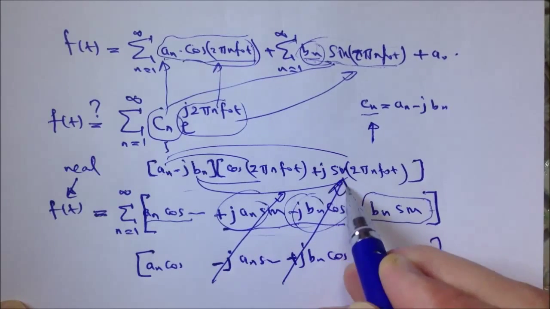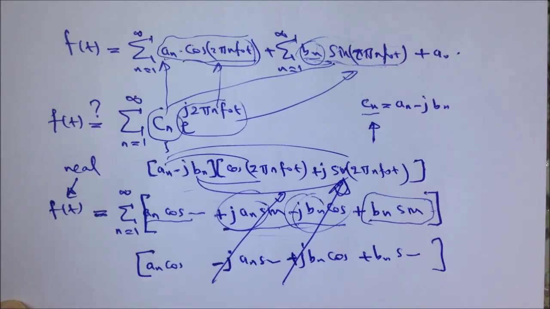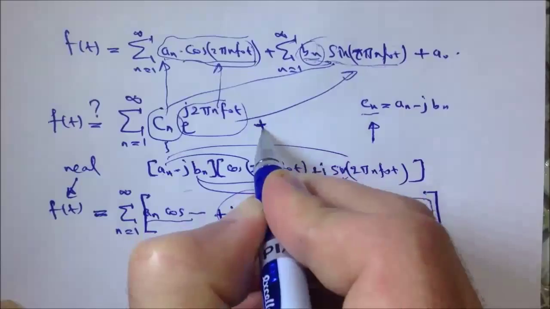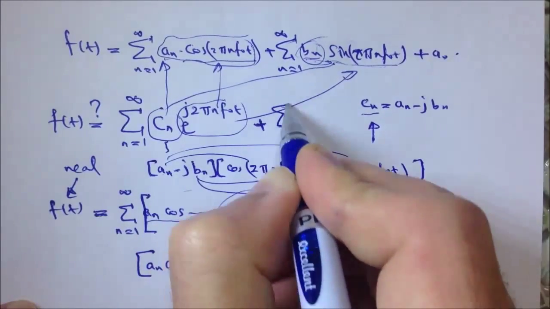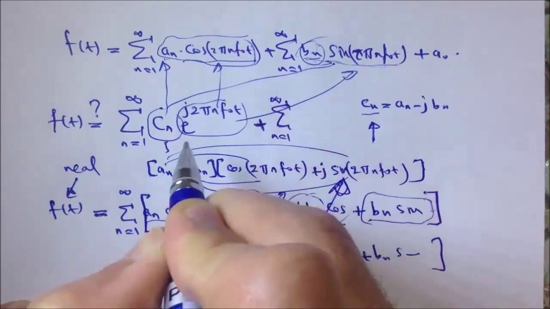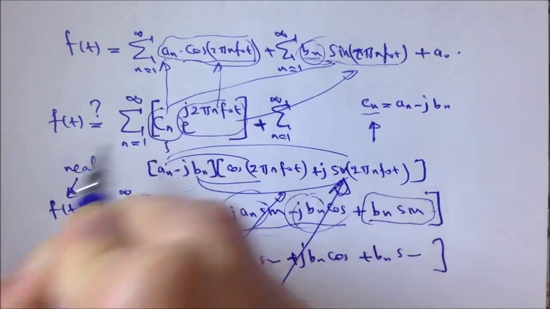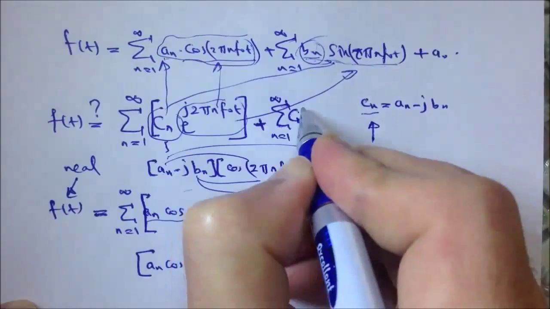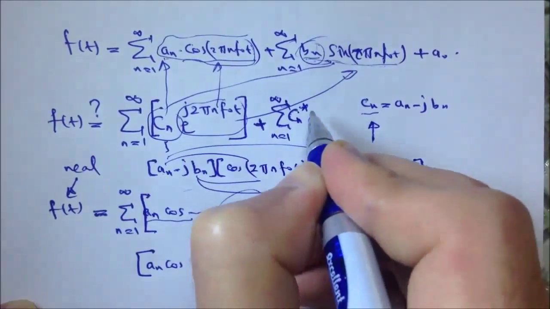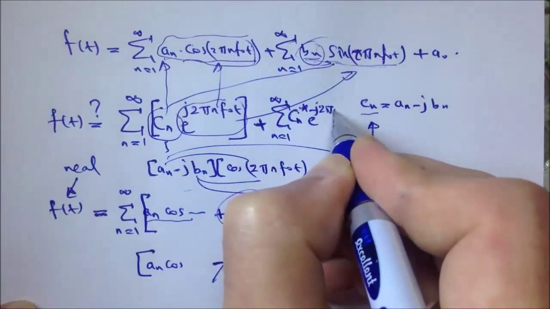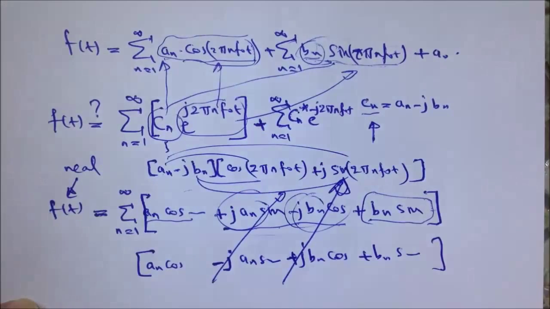This and this will be cancelled as well. So we treated this issue. So we need to add another summation from n equals 1 to infinity that contains the complex conjugate version of this. So c sub n conjugate e to the minus j 2 pi n f naught t.